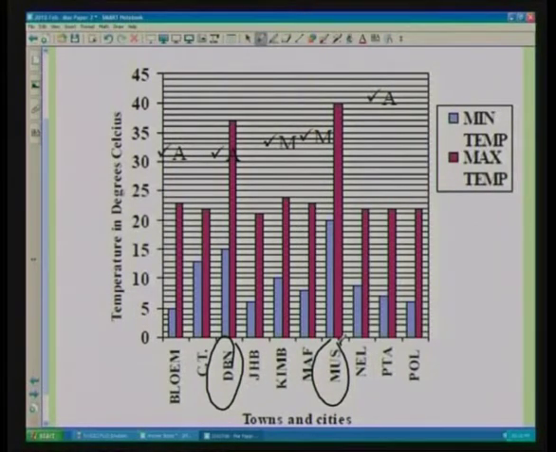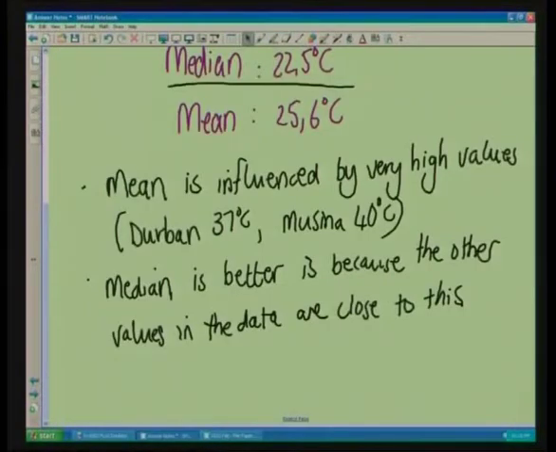But then just be careful. Have a good look at the other ones just to make sure that you haven't missed any of them. And if you're not sure, go back to your table and quickly jump on your calculator and work out the difference between the two. So let's have a look then at Durban and Musina.